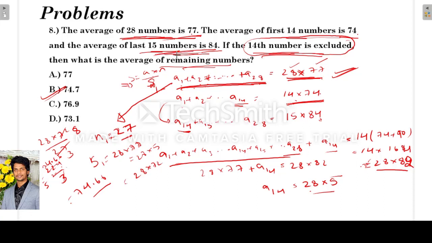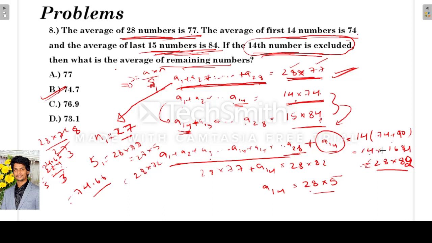The last 15 numbers means we have to remove the first 13, right? So it starts from 14. So A14 plus A15 dash dash dash A28 will be 15 into 84. If we add both of these, it will be A1 plus A2 plus dash dash dash A14 plus A14 dash dash dash A28, and there are 2 A14s, so 1 A14 will be extra. I am taking 14 common here. So 14 if you take common, 74 plus 15 times 6 is 90, so 74 plus 90 is 164.